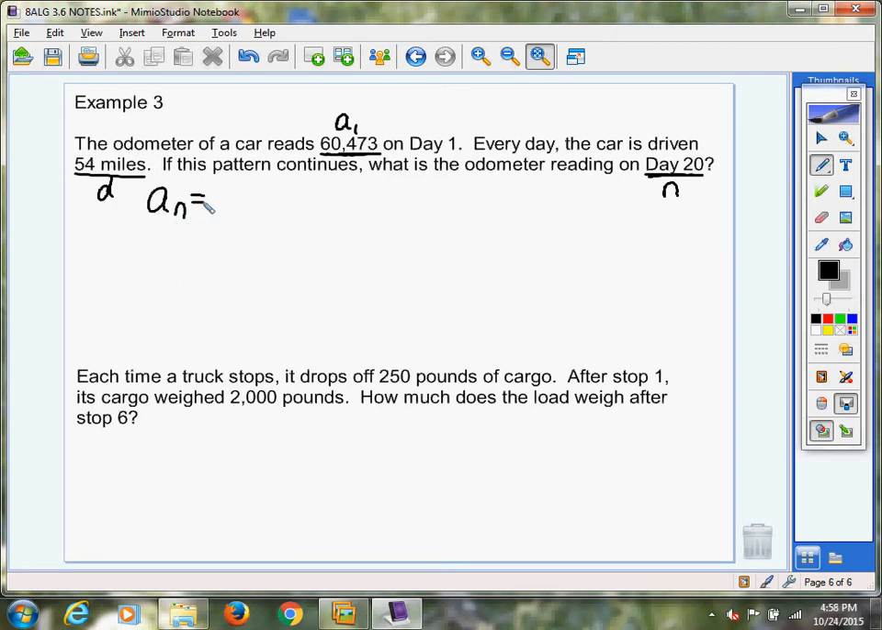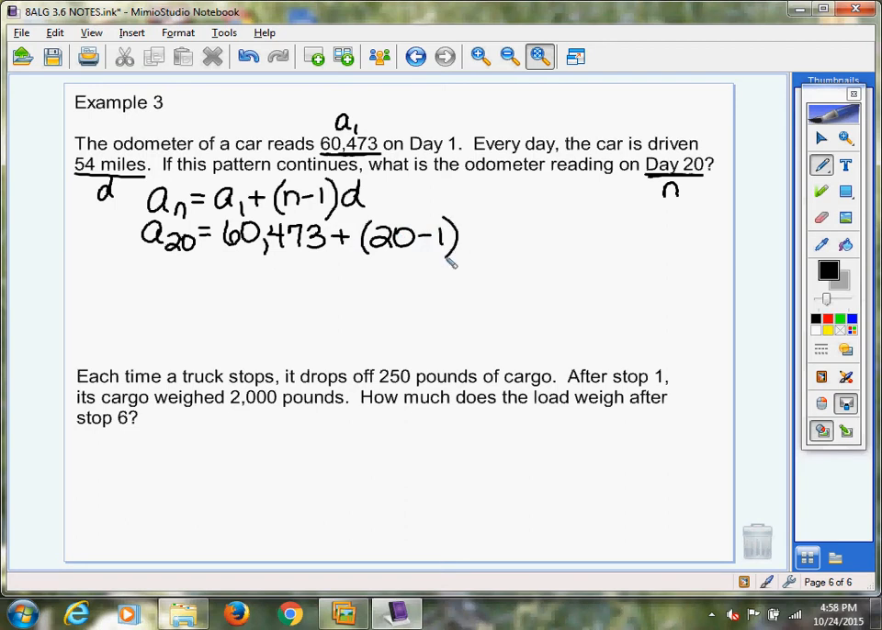So here's the formula that we're going to be plugging into, and I like rewriting it because I'm trying to memorize it, and I hope you are too. This is a formula you need to memorize. I'm not going to give this one on your test. You got to come to the test already knowing it. So we're trying to find the 20th term in the sequence, with the first term being 60,473.